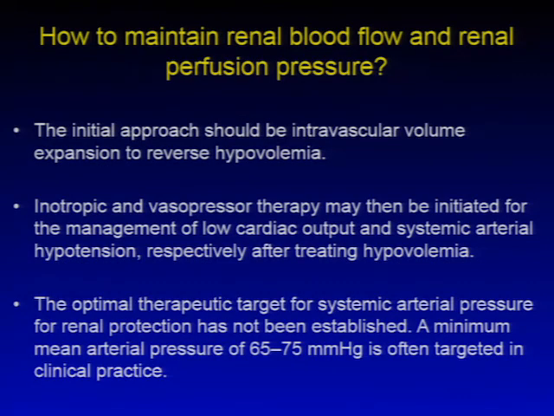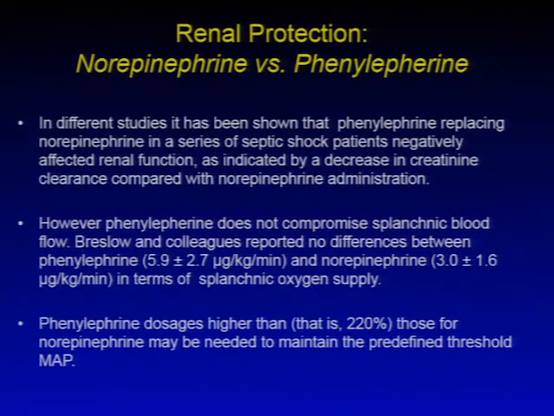So how do we maintain renal blood flow and renal perfusion pressure? The initial approach should be intravascular volume expansion to reverse hypovolemia. Inotropic and vasopressor therapy may then be initiated for management of low cardiac output and systemic arterial hypotension respectively after treating hypovolemia. The optimal therapeutic range for systemic arterial pressure for renal protection has not been established. A minimum mean arterial pressure of 65 to 75 mmHg is often targeted in clinical practice.